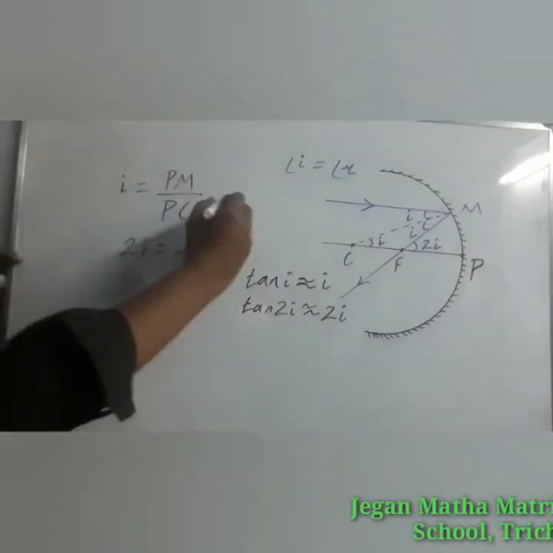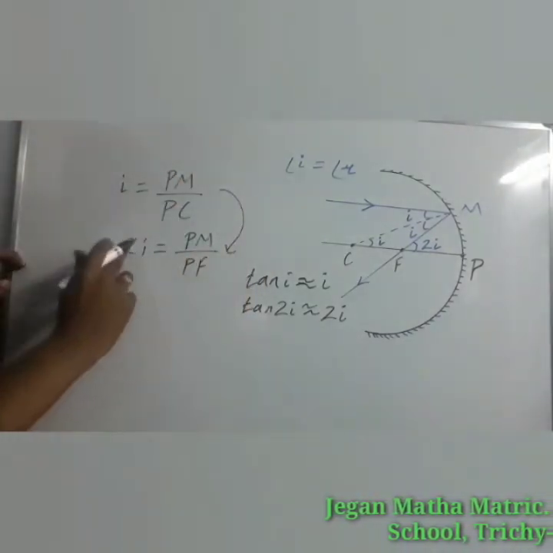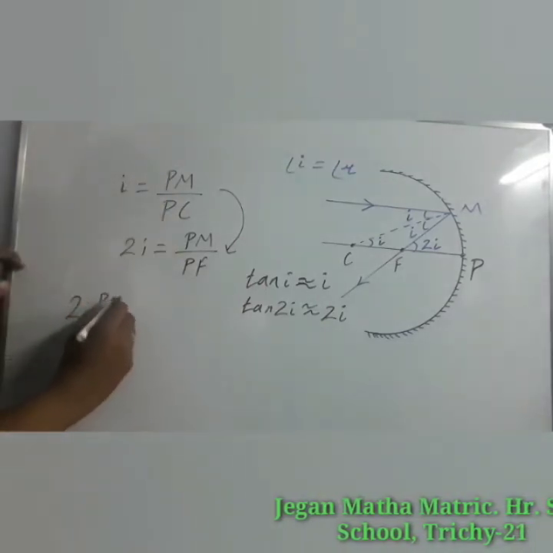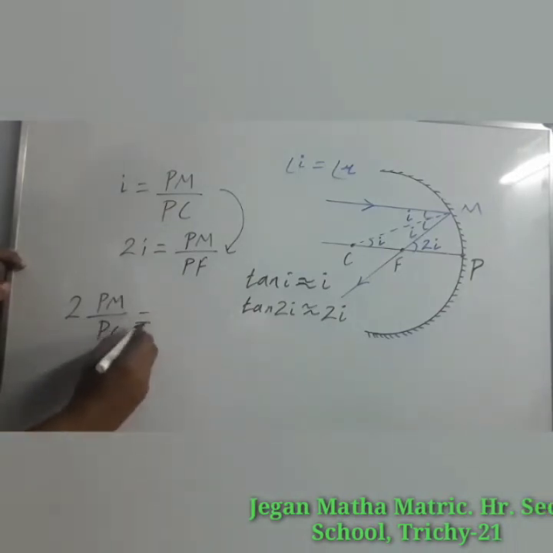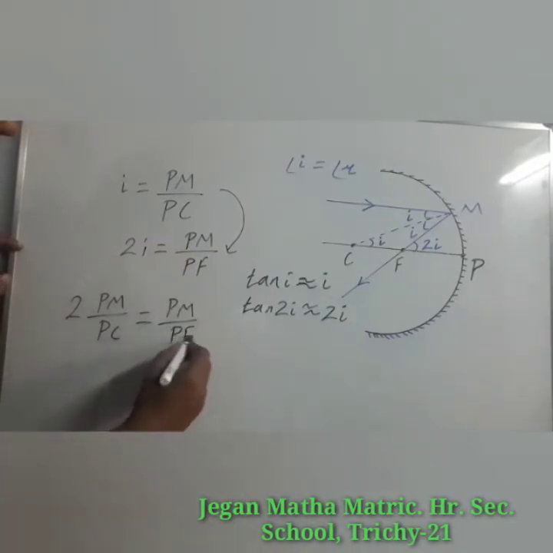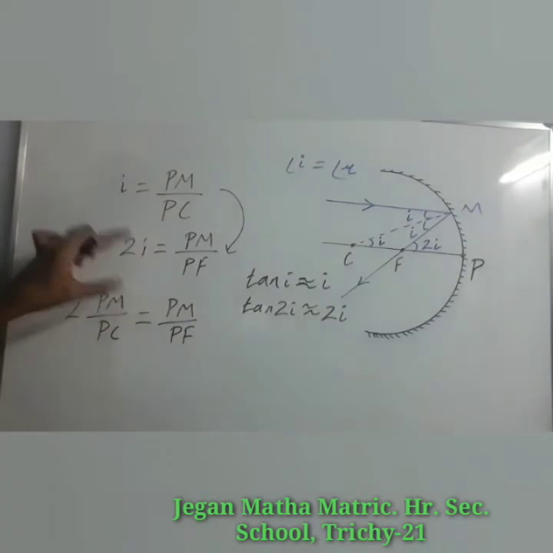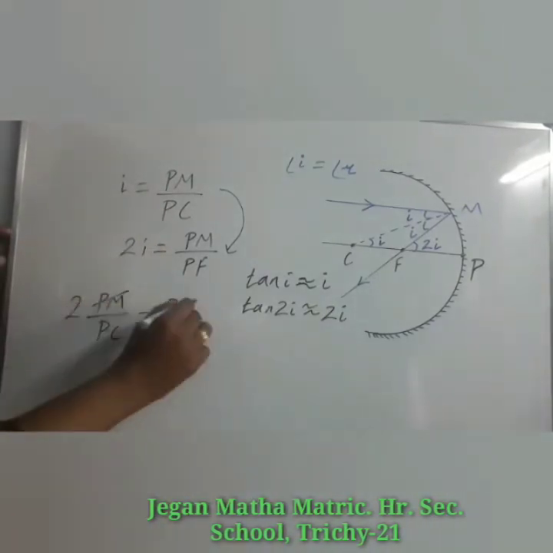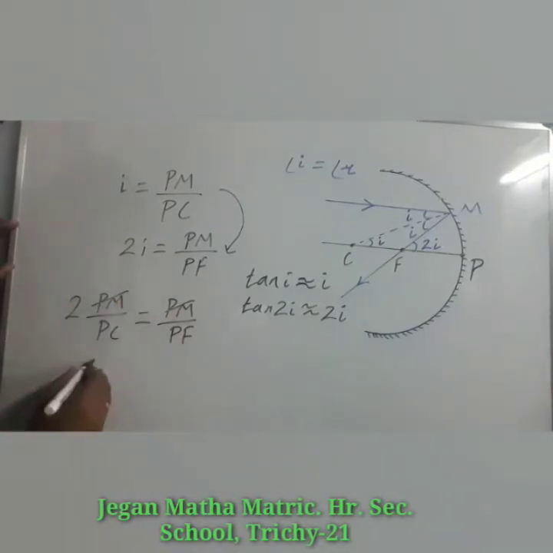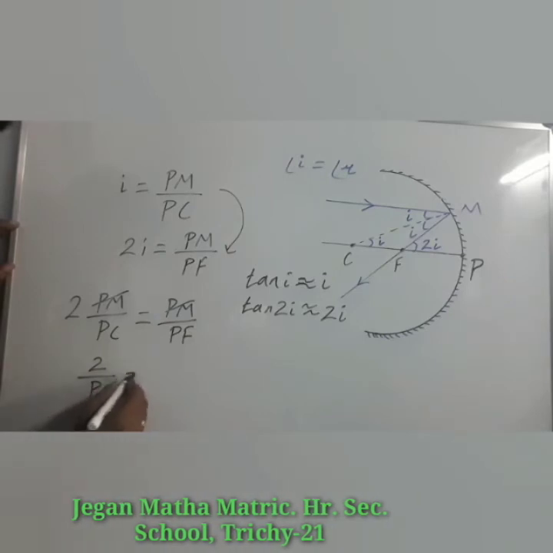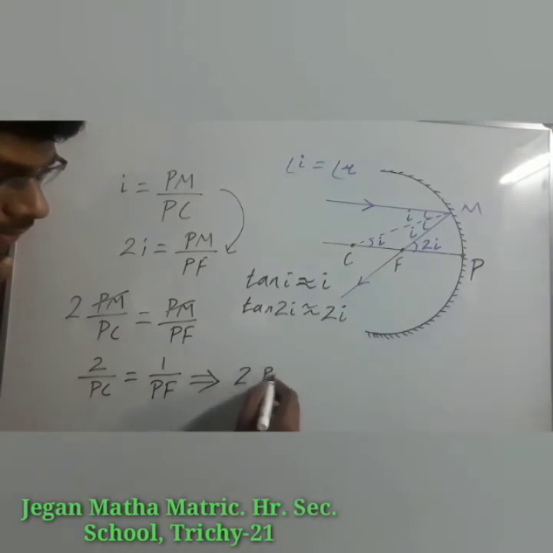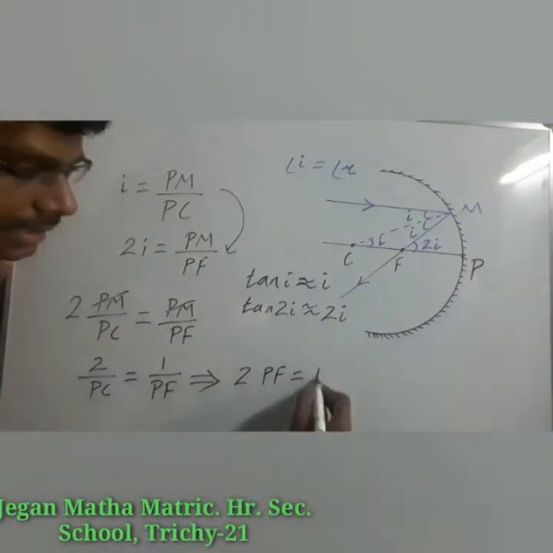We can apply the value of I in this expression. So instead of I we can substitute this value, because I is equal to PM by PC, and 2I is equal to PM by PF. In this expression I have substituted the value of I from the previous expression. So PM can be cancelled. Cross multiplication we can do: 2 by PC is equal to 1 by PF. You can do the cross multiplication: 2 PF is equal to PC.